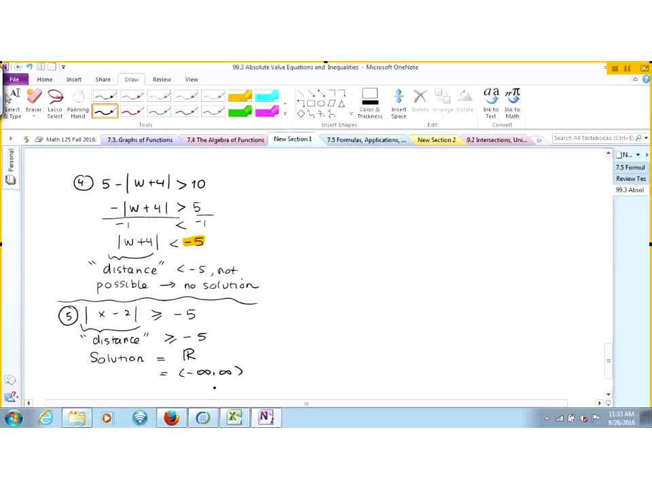Can you tell the difference? Yeah, if it's less than negative, it's not. If you think about it, can the distance be less than -5? Cannot, right? Can the distance be greater than -5? All distances are greater than -5, right? So that's why you have all real number solutions. Make sense? So whatever x you choose will be true.